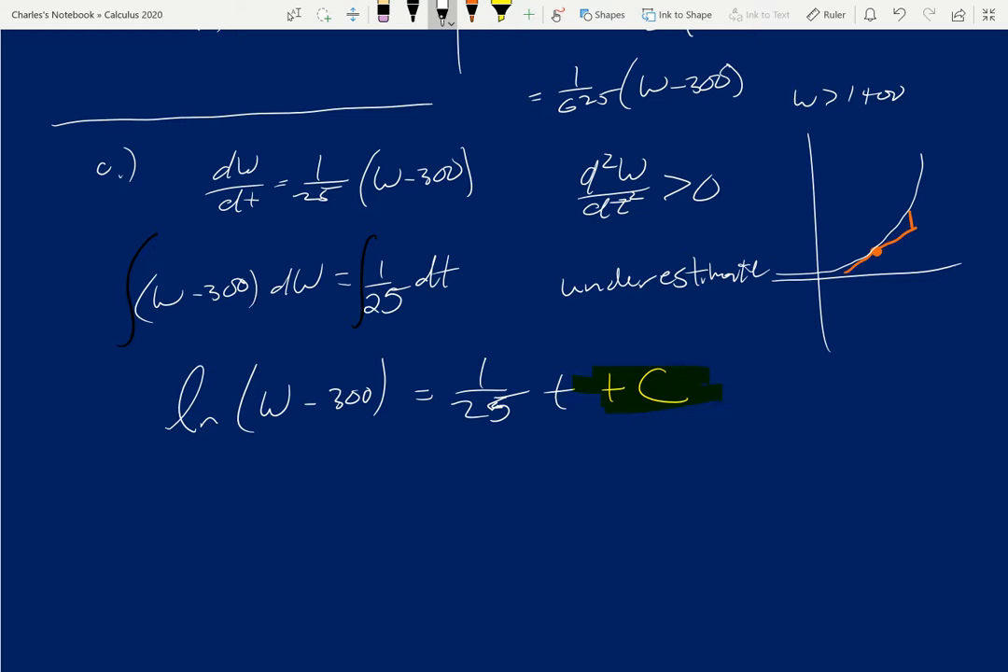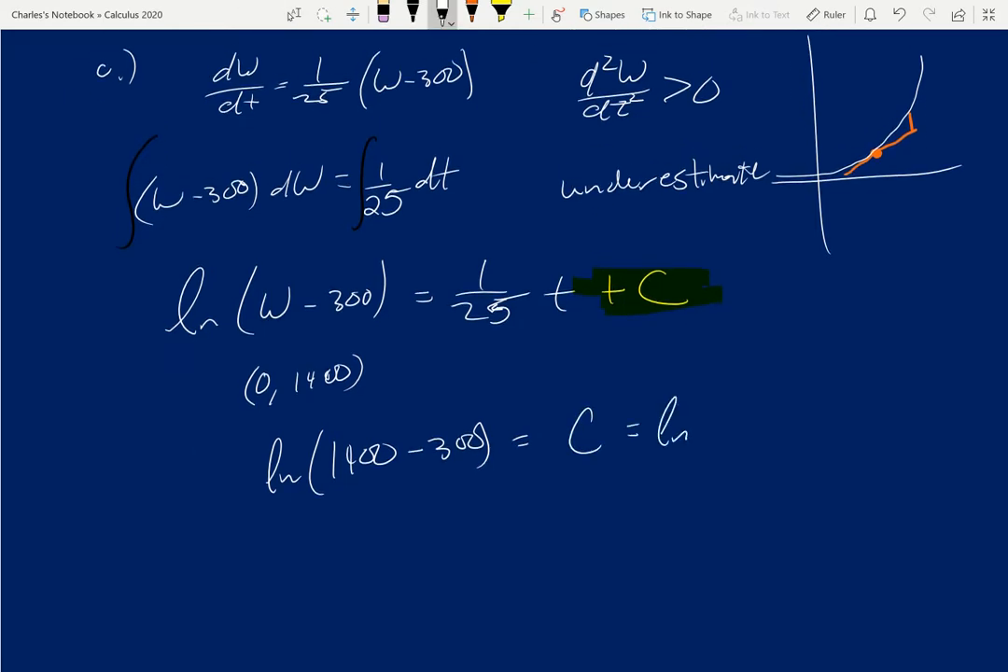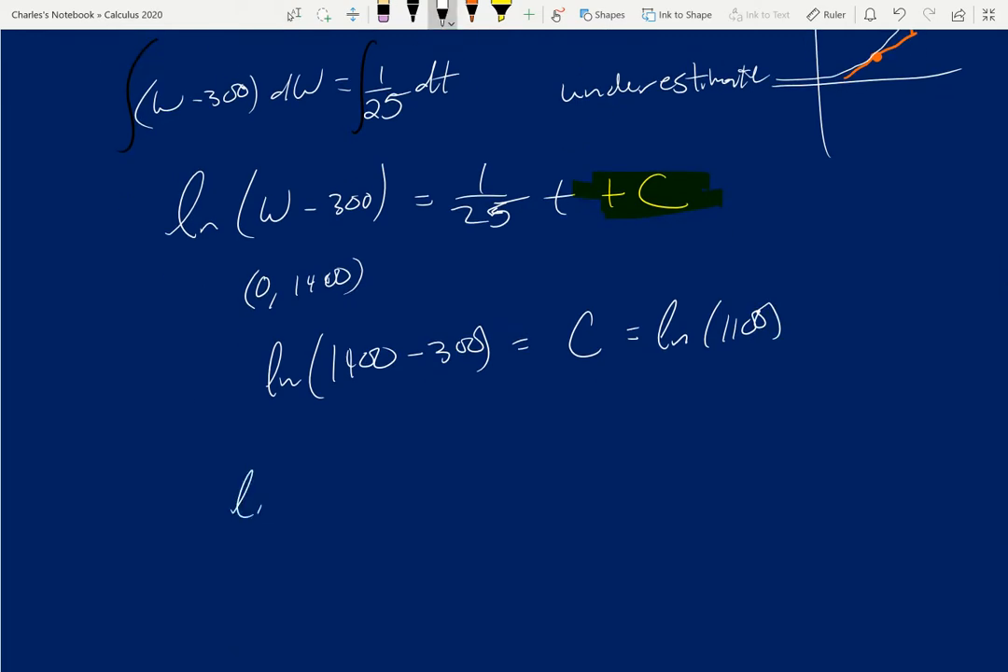And now we have the initial condition of 0, 1400. And so when I plug that in, I get natural log of 1400 minus 300 is equal to C, which is equal to the natural log of 1100. So we're getting closer to a particular solution. So now I can go back and I can say that the equation is the natural log of W minus 300 is equal to 1 over 25t plus the natural log of 1100.